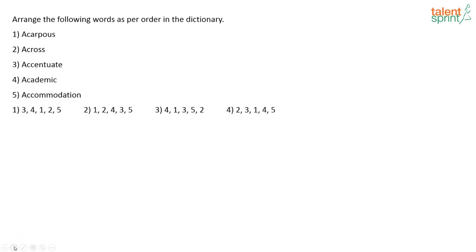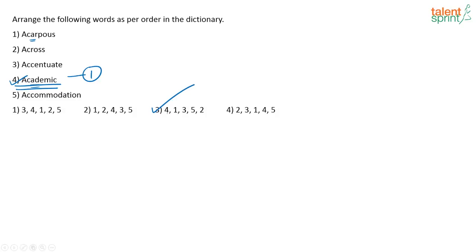Next one. Arrange the following words as per order in dictionary. So give me the answer for this. Very clearly, just look at which is the first word that will come in the dictionary. It has to be academic, because all the words start with AC. This is the word which starts with AC, then you have A and D. Here it is A and R. So this will come first and then the next word will come. If you see the options, there is only one option which starts with 4. Directly mark that as your answer. So option 3 is your correct answer.